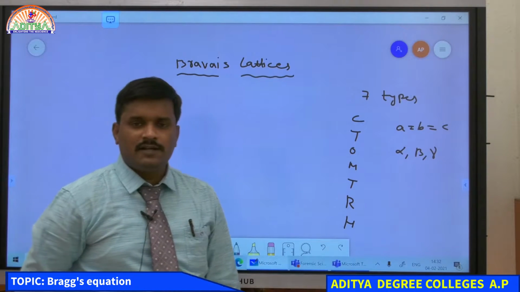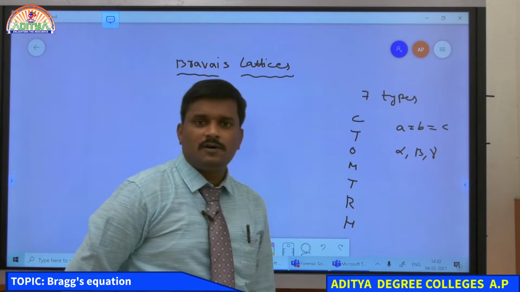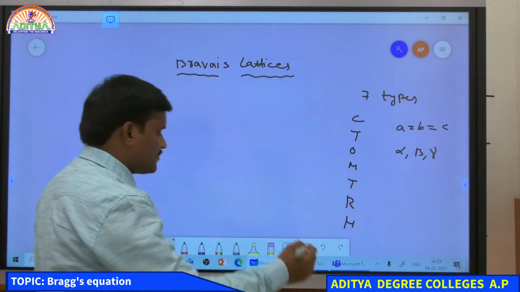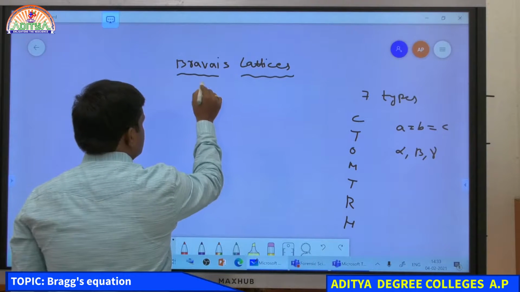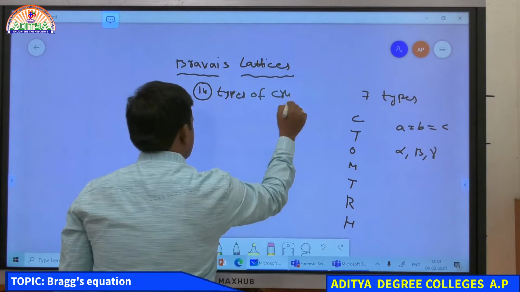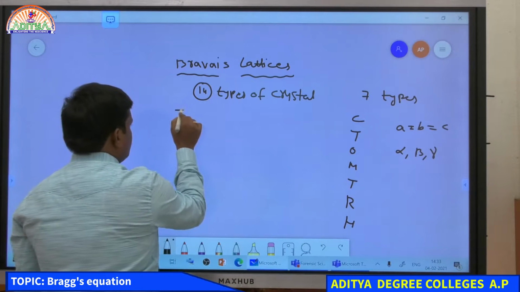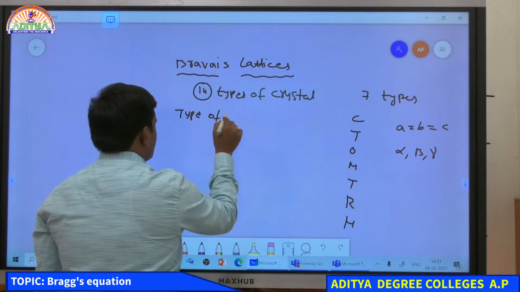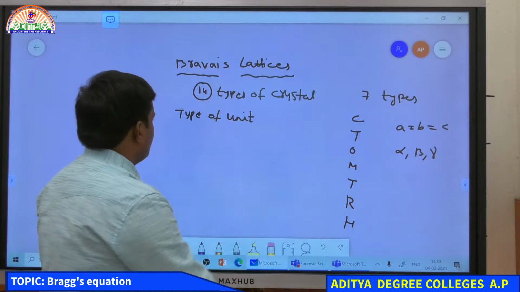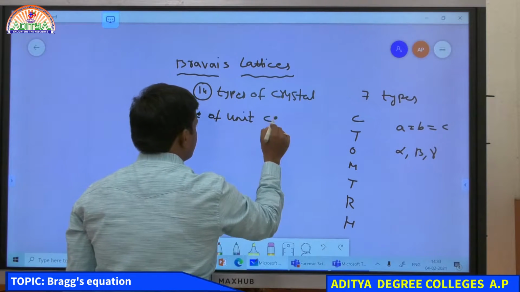Based on these parameters, the crystals are classified into 7 types, and these 7 types of crystals are again further classified into 14 types. These 14 types of crystals are known as Bravais lattices. These are divided by the type of unit cell. Which type of unit cell is present in the crystal? That is the parameter used to convert 7 types of crystals into 14 types.